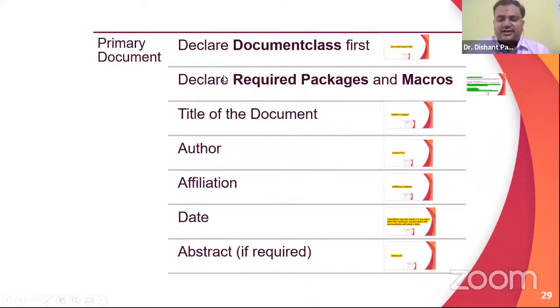The second point here is to declare required packages and macros. This is very important because once you declare the document class, it won't give you all the information which you require. It gives you the standard and basic structure, but apart from this, you need to add some more things to add flavor to your document.